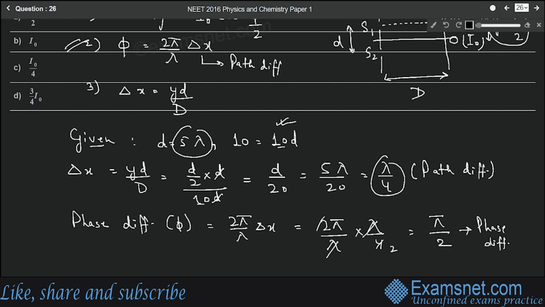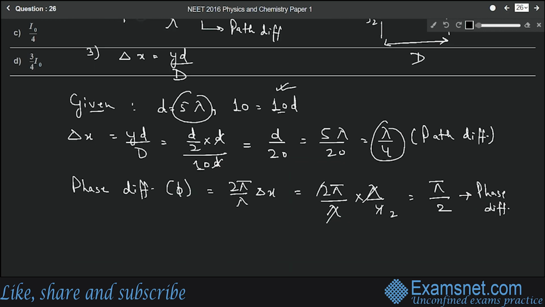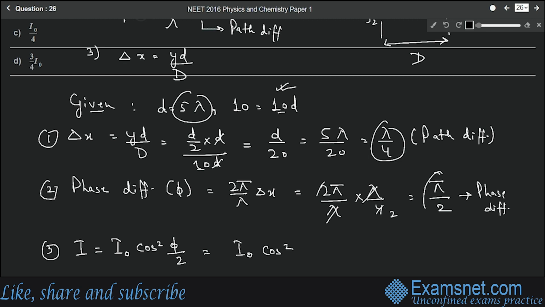Now by using the phase difference, we can find out the intensity. So first we found the path difference, then we found the phase difference, and now we can find the intensity. So intensity I is equal to maximum intensity I naught into cos square phi by 2. So let's put the values. I naught cos square phi by 2. Phi is equal to pi by 2, right? So pi by 2 divided by 2, that means pi by 4.